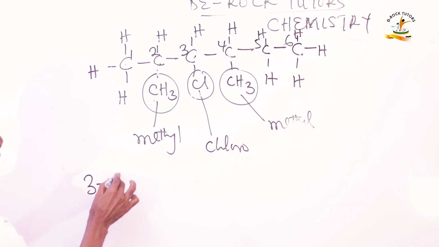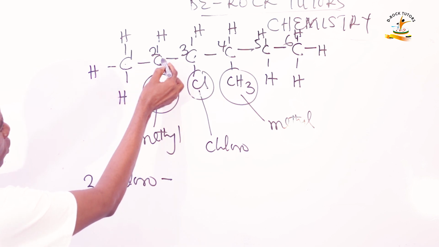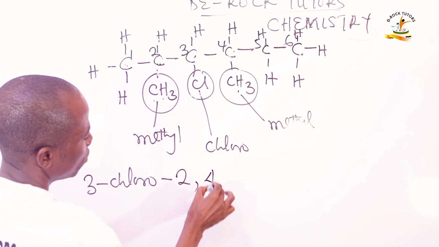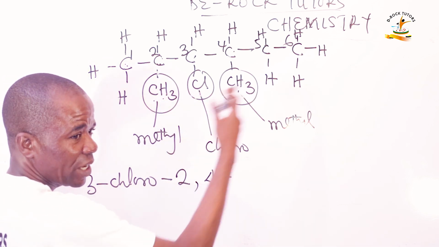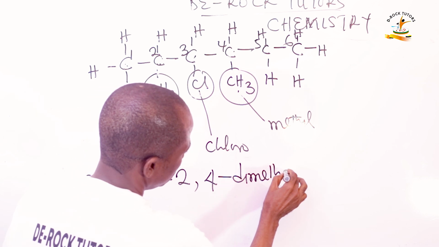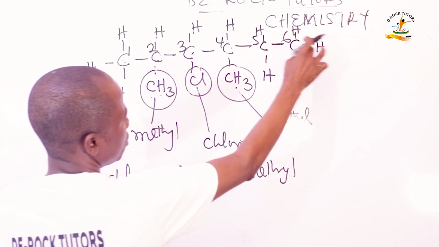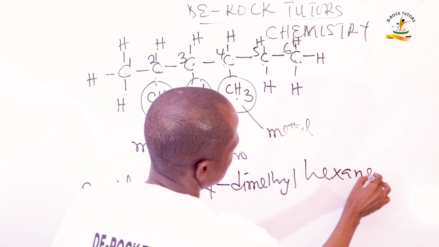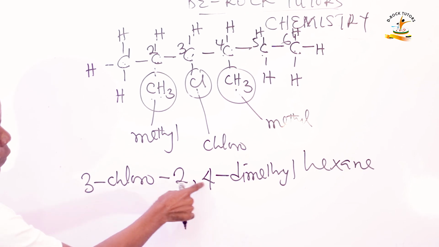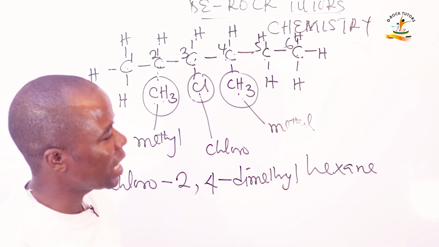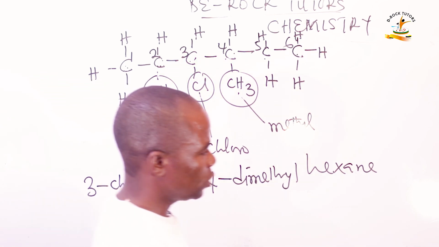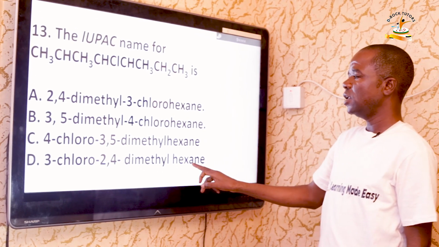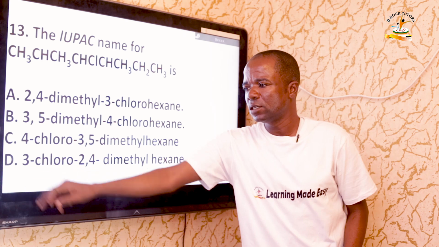So this is going to be 1, 2, 3. That will be 3-chloro. Then 1, 2. This one methyl group, that's 2. Then 1, 2, 3, 4. This other methyl group, that's 4. Now, since we have 2 methyl groups, that's dimethyl. Then the parent chain: 1, 2, 3, 4, 5, 6, that's hexane. So the correct name now is 3-chloro-2,4-dimethylhexane. Let's take a look at the options to see which option tallies with this. That is option D. The correct answer for number 13 is option D.